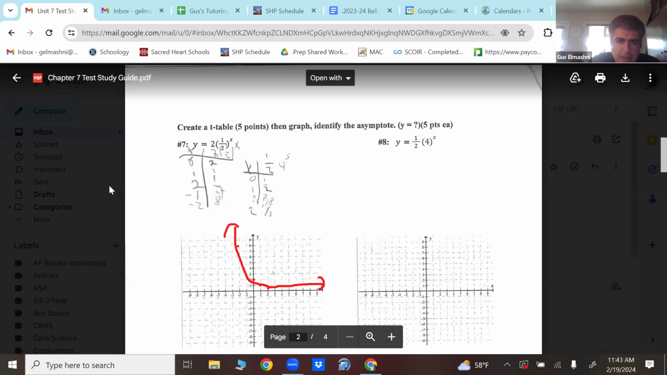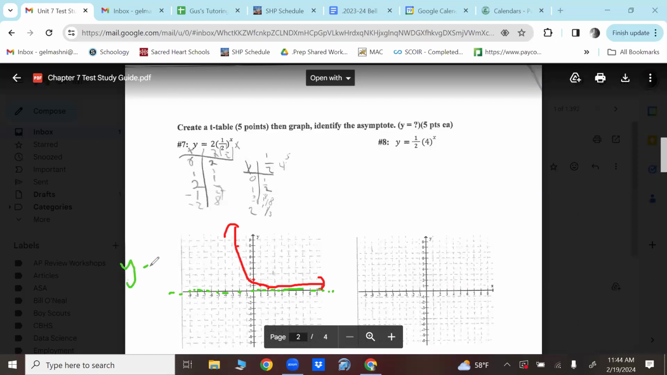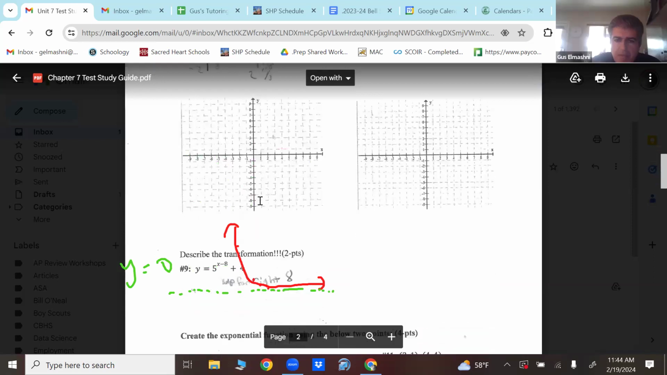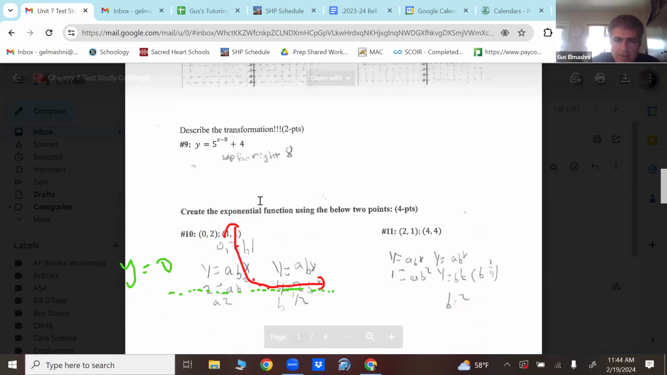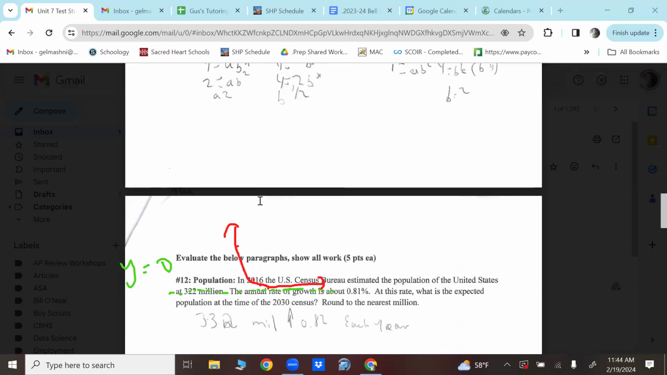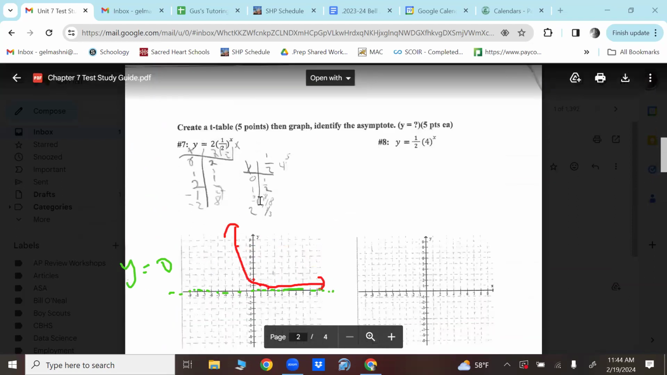And then an asymptote is like a boundary, at least for these types of graphs. It's not true for all types, but for the sake of keeping it simple for you here, it's basically a horizontal boundary, like a floor. It doesn't go below, it doesn't break the floor here. It's y equals 0, as long as you're not shifting the graph up or down, which doesn't look like you guys are doing. Well, I guess you kind of did for 9, but that's how that looks.